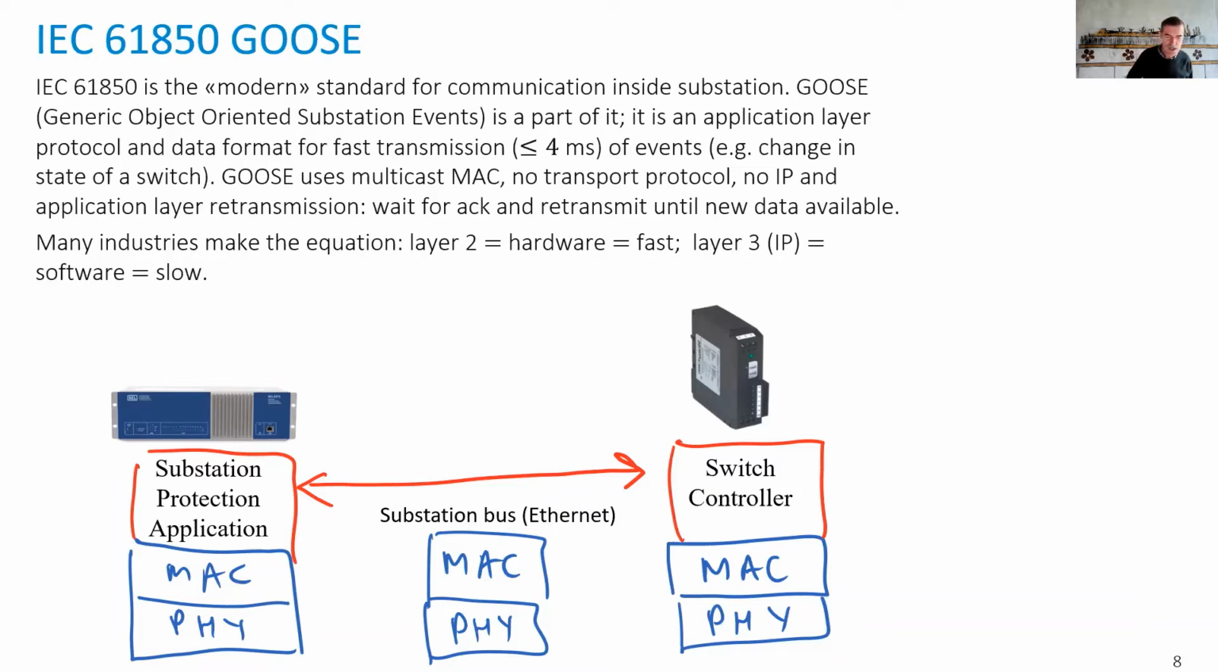This is done in the legacy environments because many of the electricity sector actors make the equation that layer 2 is hardware and layer 3 is software. So whenever they do hardware for automation, they will never use IP. If they use IP, they will do it in software. This is an extreme view of things. It does not correspond to reality. You have vendors that make, for example, TCP-IP chips that can implement everything in hardware. But this is how most of the industry in the electricity sector thinks. So if you work in a substation environment, you will be confronted with that.